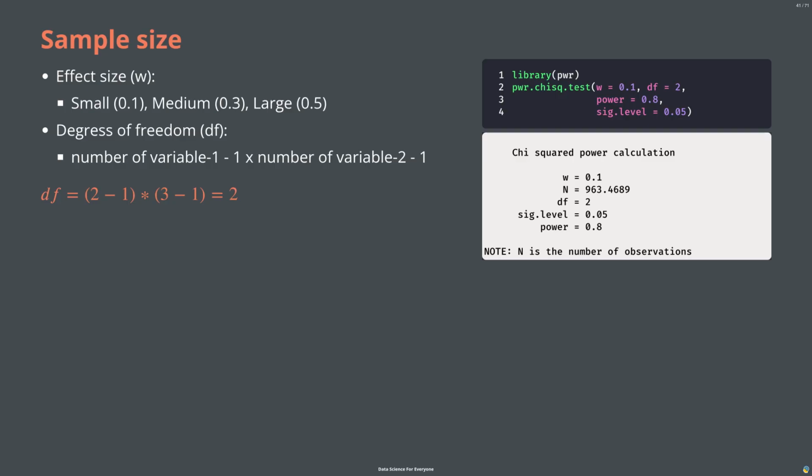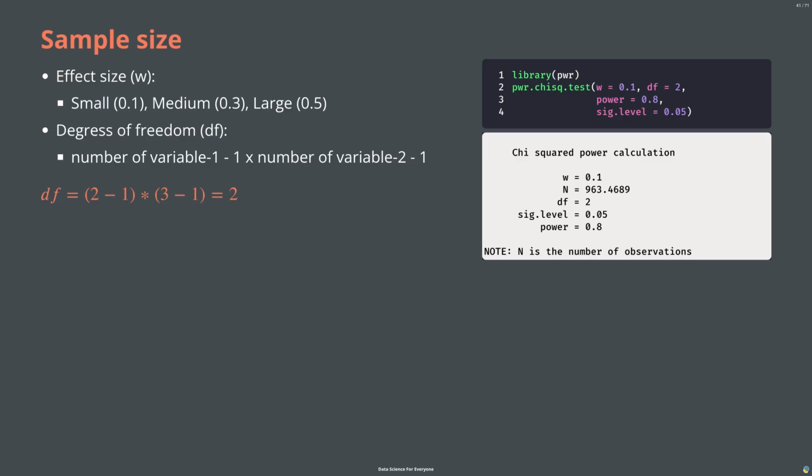The effect size is represented by W. If the value of W is 0.1, the effect size is considered to be small. If it is 0.3, it's considered to be medium, and for values of 0.5 or above, it is considered to have a large effect size.